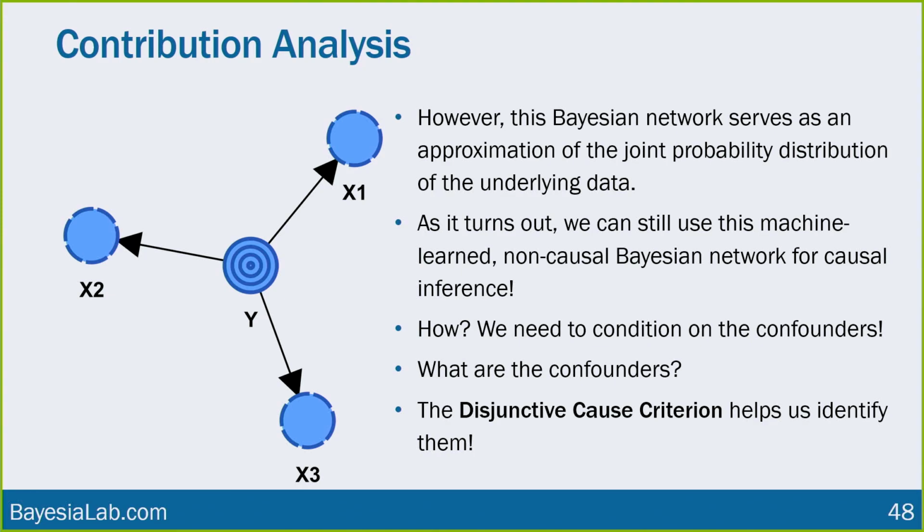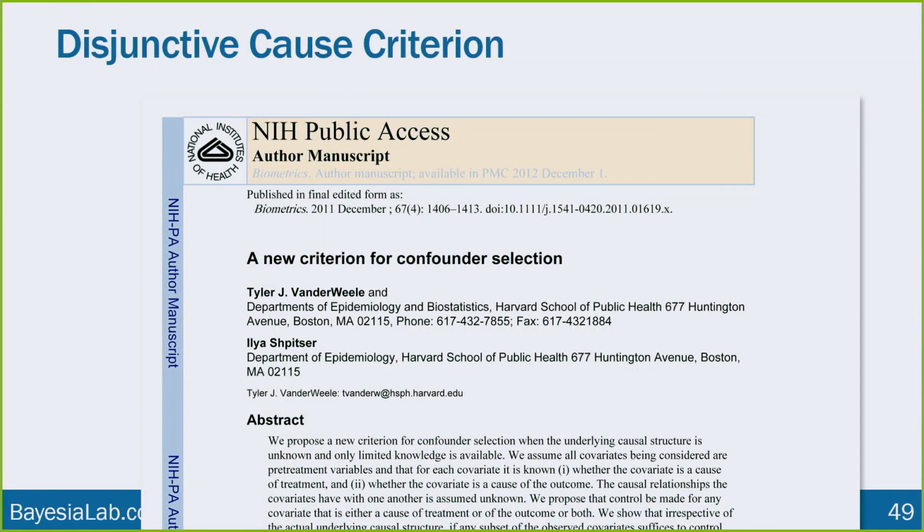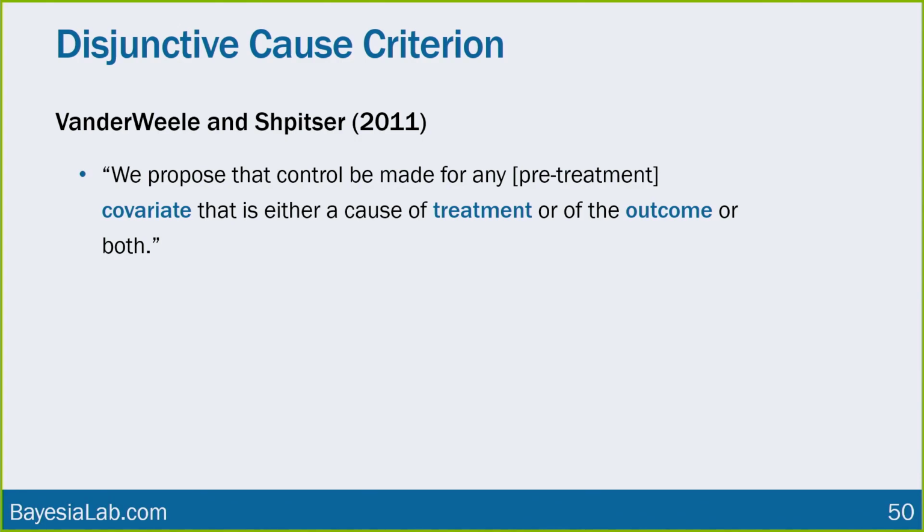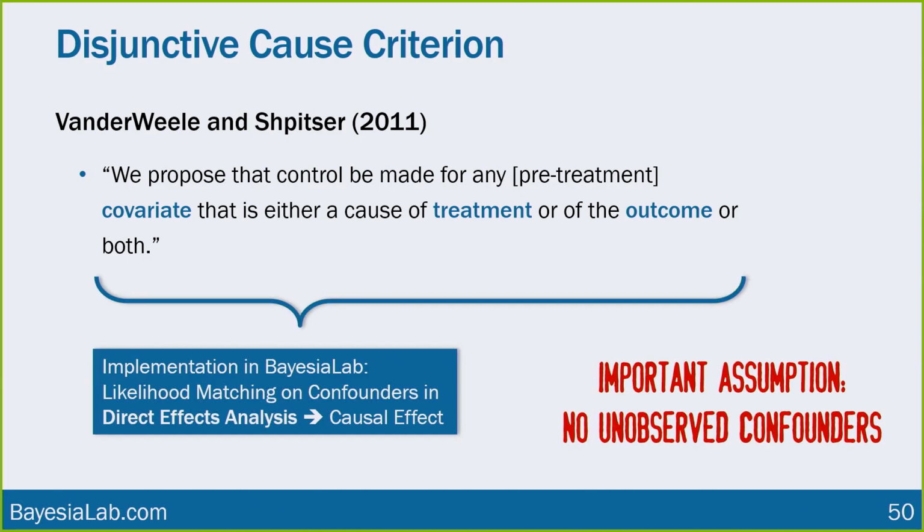And there is, in fact, a criterion that can help us to identify them very easily and quickly. That is what is known as the disjunctive cause criterion, first proposed by VanderWeele and Shpitser in 2011. It's a very, very simple criterion that says we propose that control be made for any pre-treatment covariate that is either a cause of treatment or of the outcome or both. And what we additionally need to assume is that there are no unobserved confounders. I'll repeat this a few more times throughout the rest of this webinar.